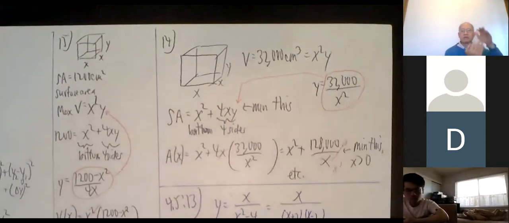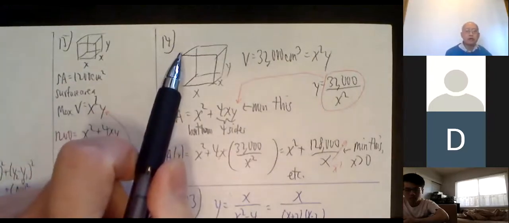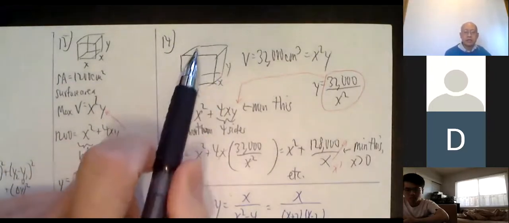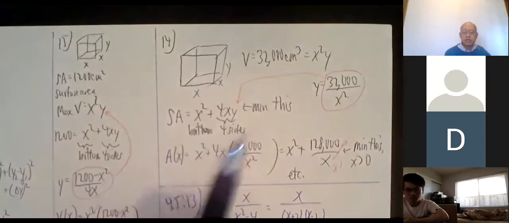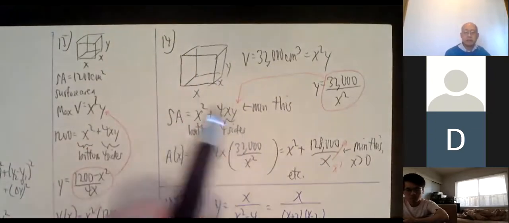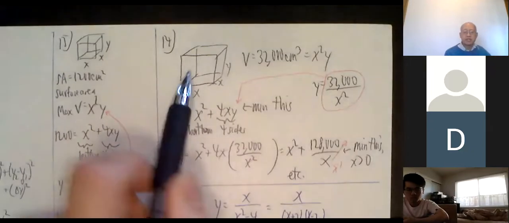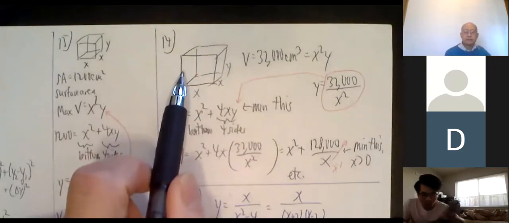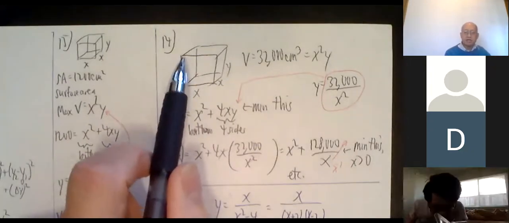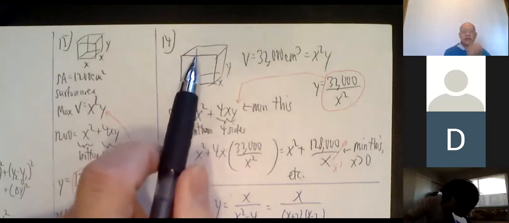Just a quick timeout. Suppose it said instead of an open top, it was a closed box. It was completely closed. Can you see I just make one small change to this? How would that be affected if it said there's a closed box? Now there would be 6 faces. There's a top. What's the area of the top?